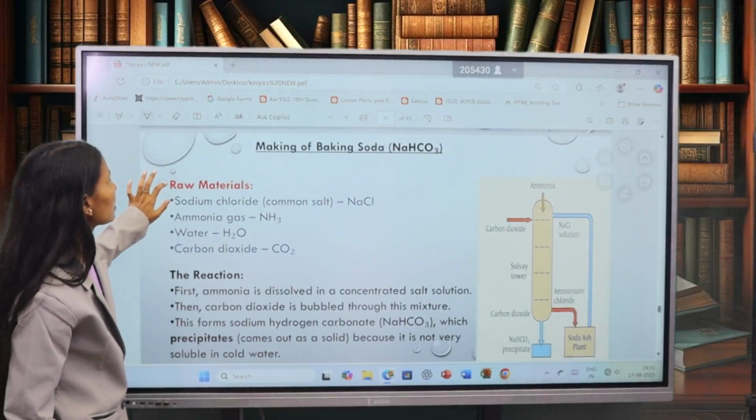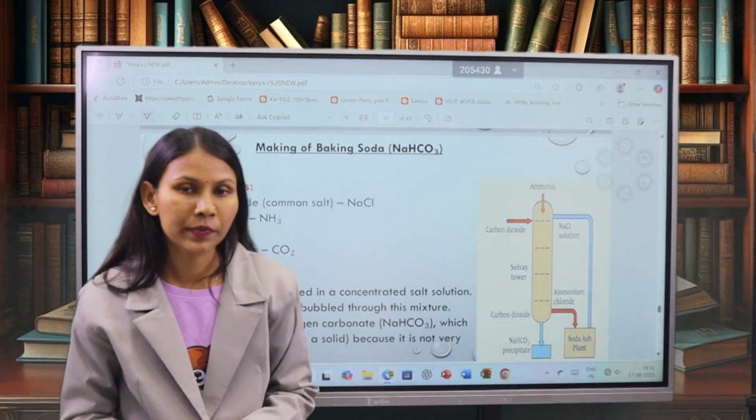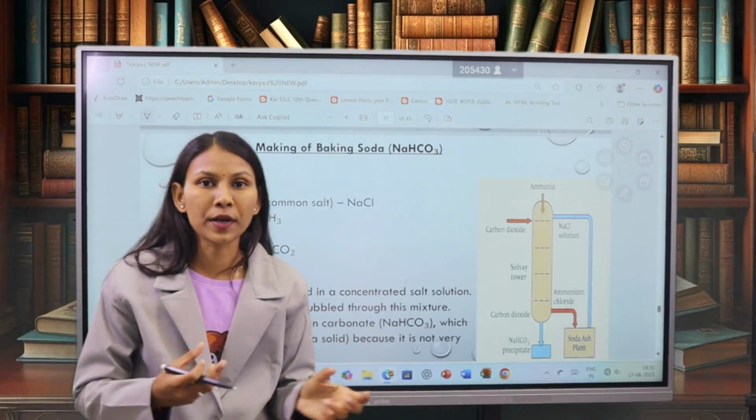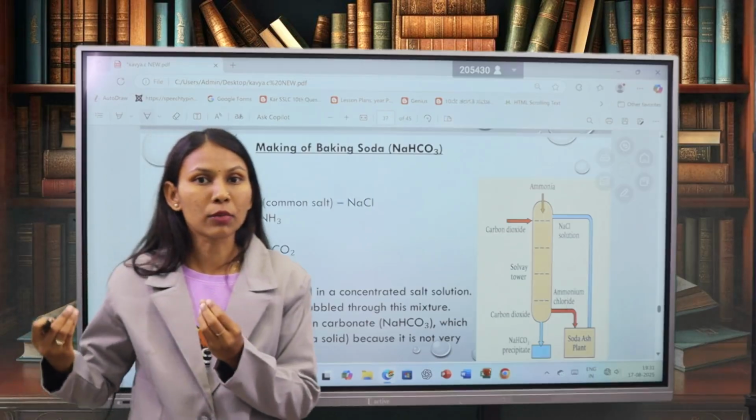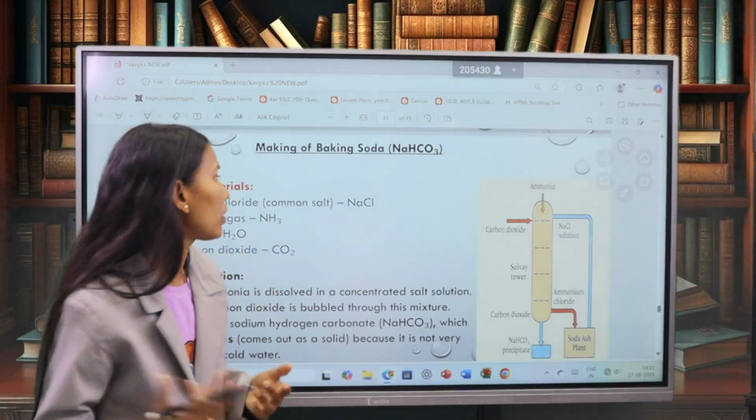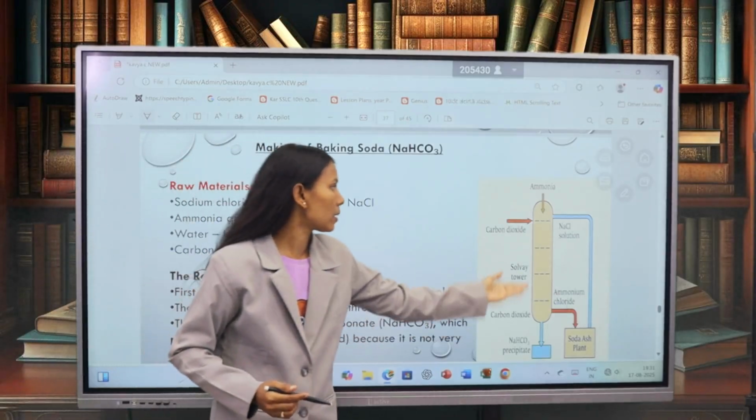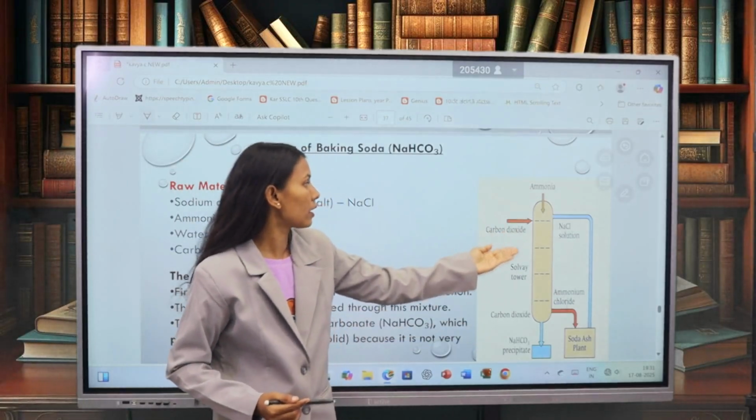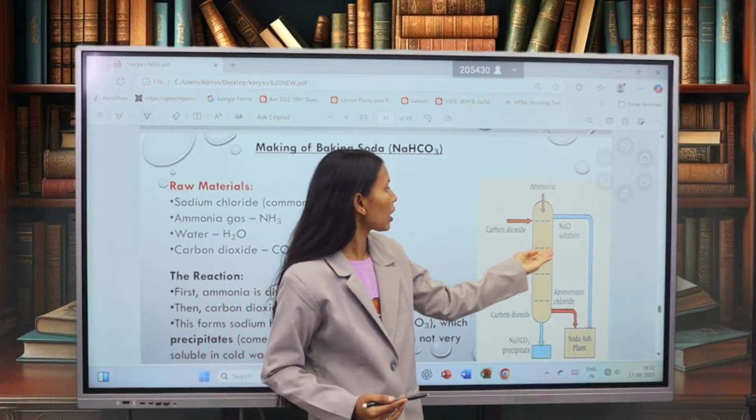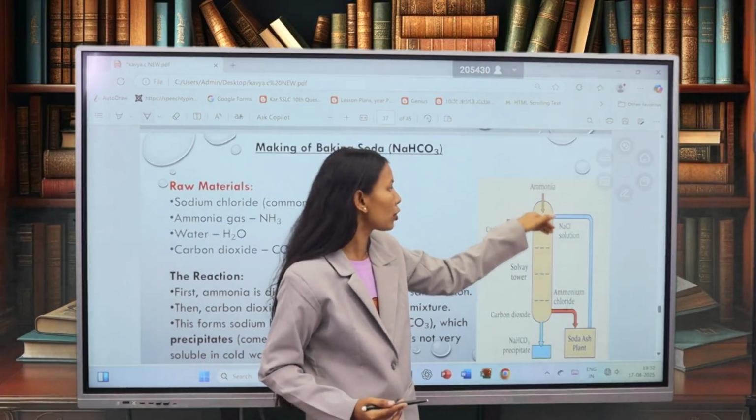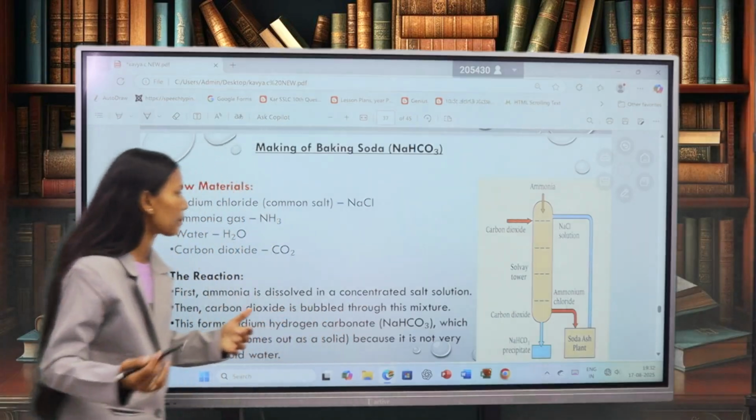Next is the making of baking soda, that is NaHCO3. This baking soda is manufactured directly with the help of NaCl, that is sodium chloride, or common salt. Let's see how it is prepared. As you can see in this experimental setup, they are taking NaCl solution, that is a salt solution. What happens? They are passing ammonia gas, and carbon dioxide gas is also passed. So let's see what happens step by step.